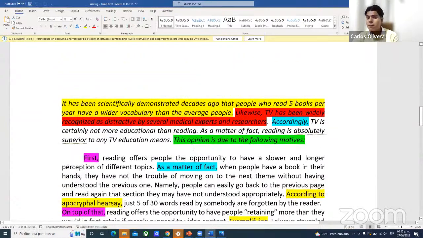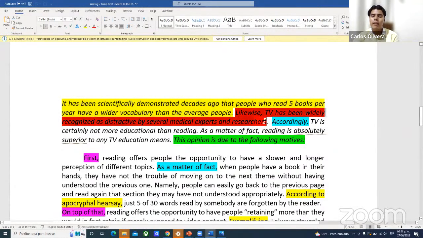So what is my first fact? Look at it. It says, it has been scientifically demonstrated decades ago that people who read 5 books per year have a wider vocabulary than the average people. This is information that I was aware of when I wrote the essay, so you can include any information you are aware of, okay, dear Shirley? So as you can see, this is my fact number one. And it is something that supports my contention, that yes, reading is more educational than watching movies or TV, okay? So that will be my first fact.